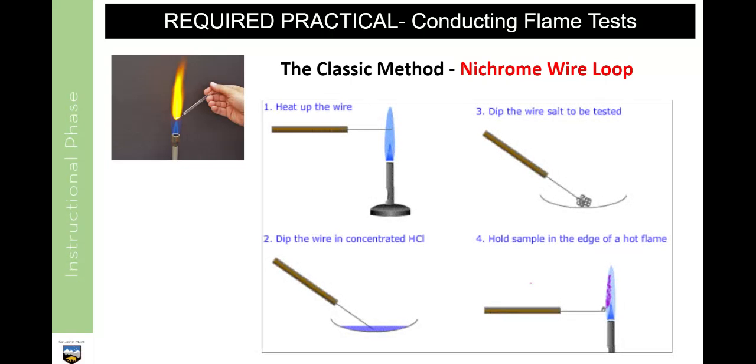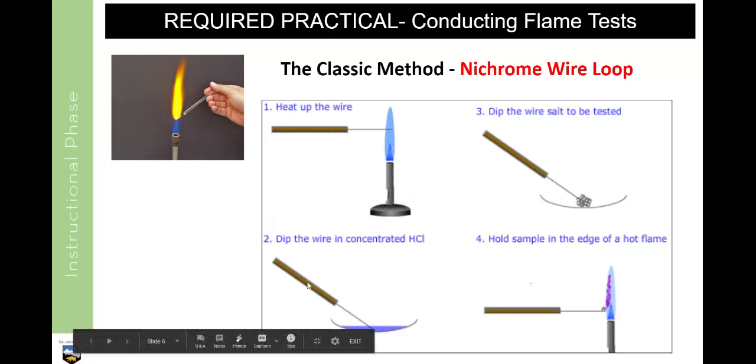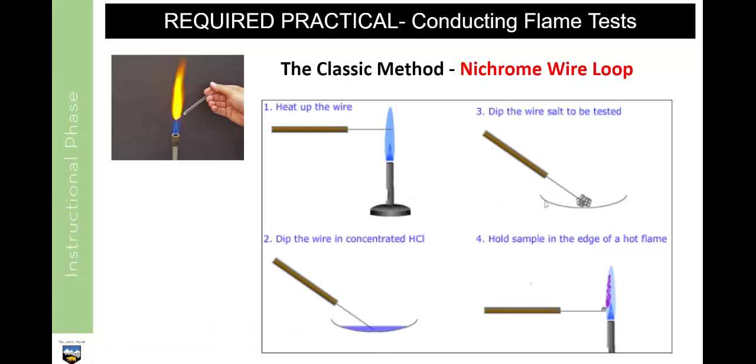So in order to conduct this flame test, firstly you need to heat the wire in a blue Bunsen flame. Now that shows you if the wire is contaminated. So if you heat it in a blue flame and the flame changes colour, the wire is contaminated. What you then do is you dip it in concentrated hydrochloric acid. Now that clears off any contaminants. You then dip it into the soap you are testing, the compound, the substance that you're testing, to pick up some of the powder.